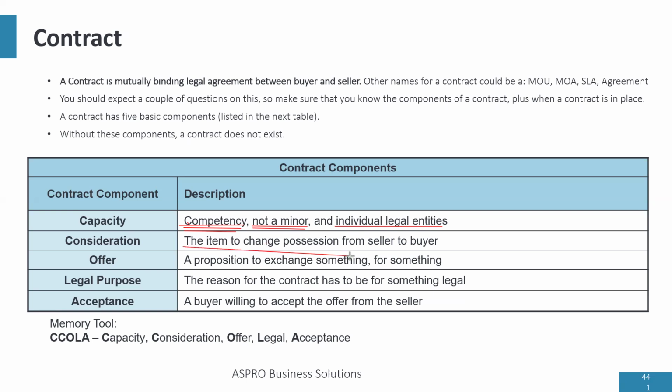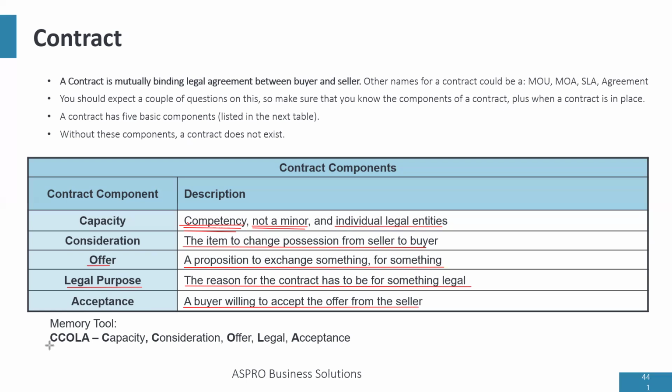Consideration is the item to change possession from seller to buyer. The offer is a proposition to exchange something for something. The reason for the contract has to be for something legal. Acceptance is a buyer willing to accept the offer from the seller. So without acceptance, there's no contract. In fact, without any of these components, there's no contract.